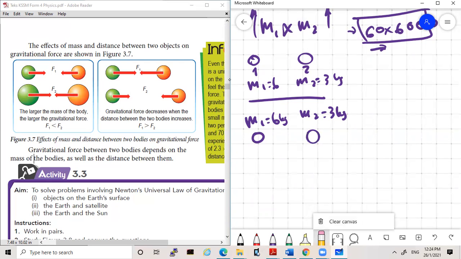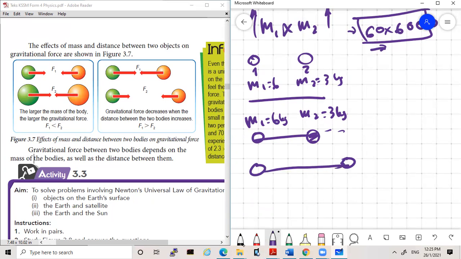Let me draw. Let's say the distance here is larger compared to this one. Let's say the distance here is 2 meters, and here is 20 meters. So what will happen?